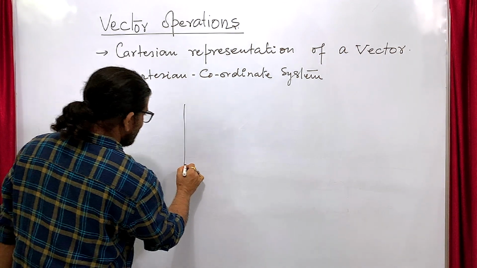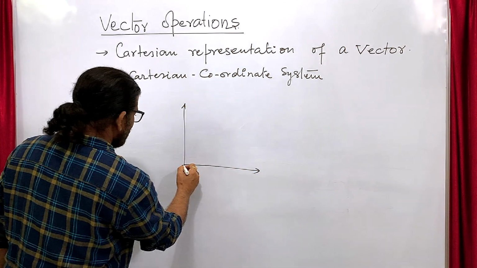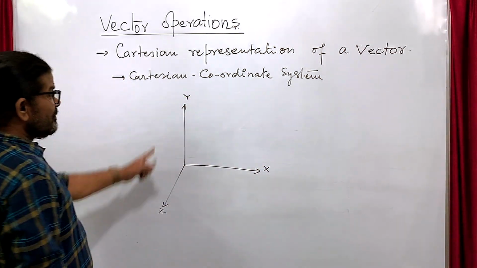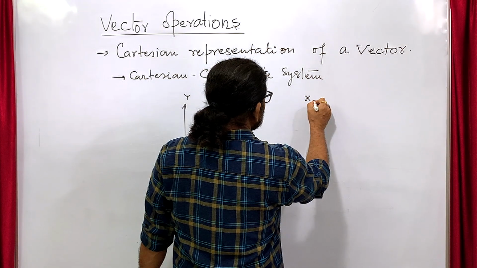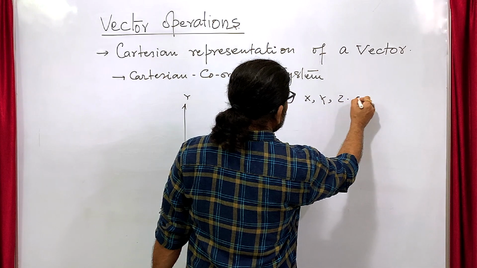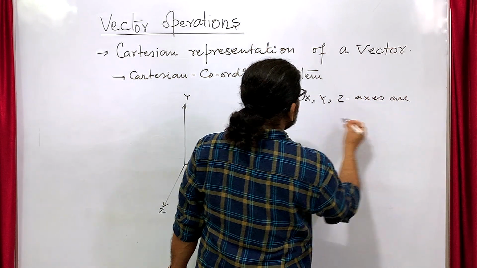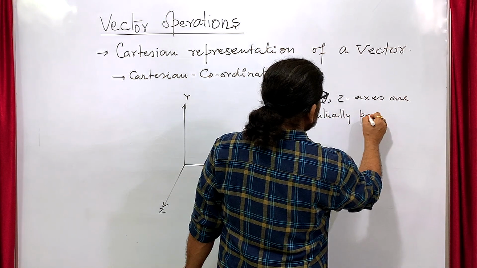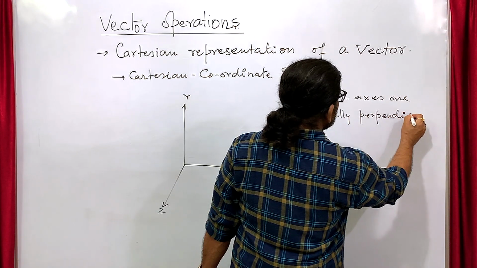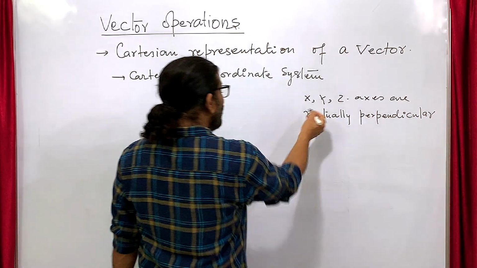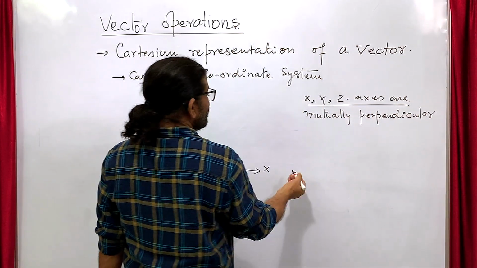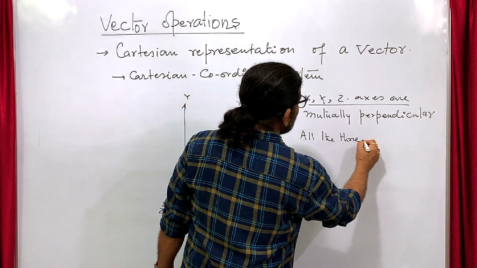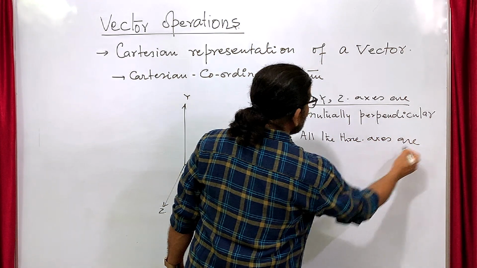Here you see it is a set of three axes. Here the x, y and z axes are mutually perpendicular, or we also call this that all the three axes are orthogonal.